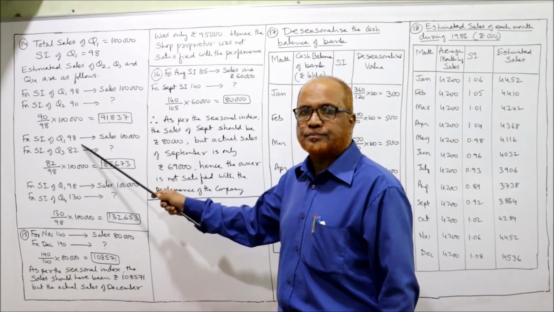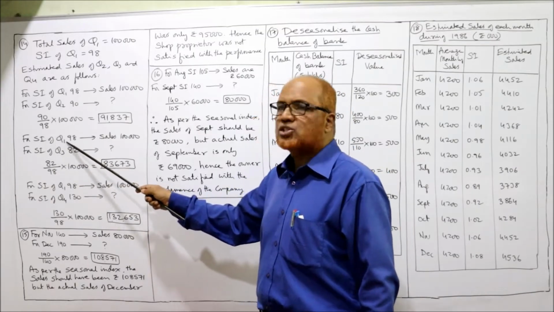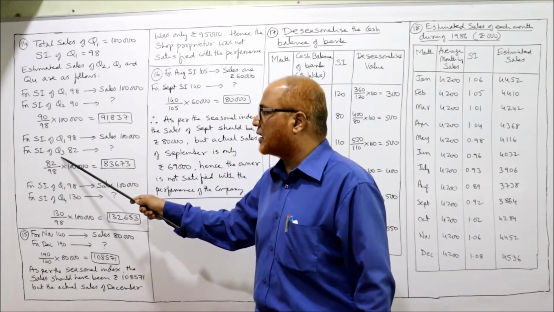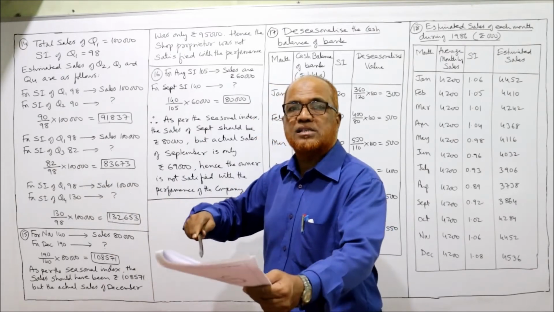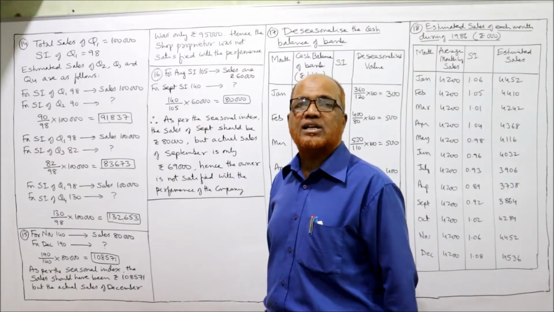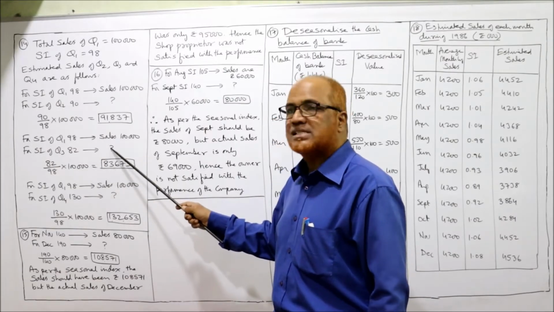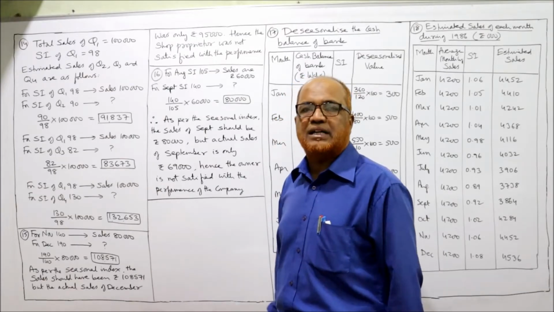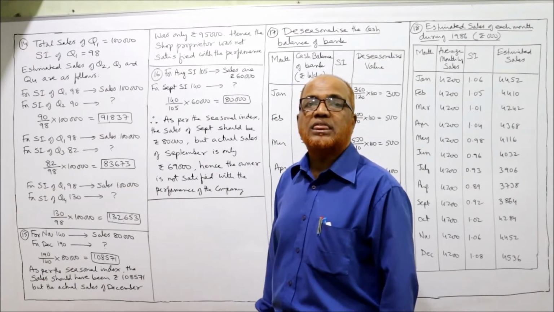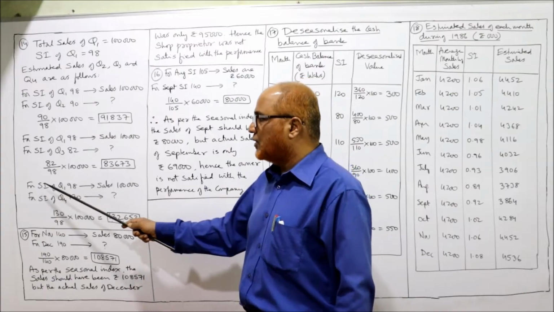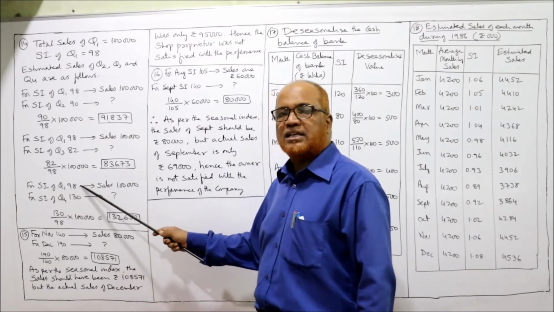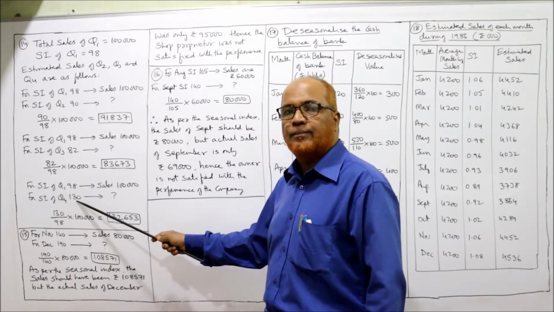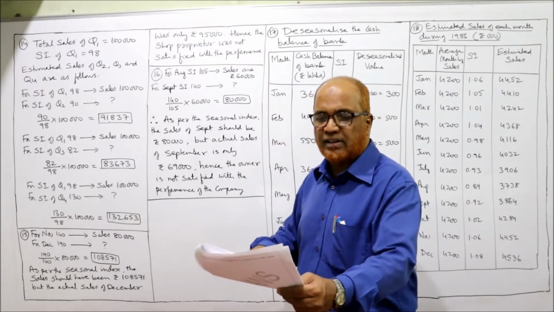Now third quarter. For seasonal index of first quarter 98, sales are 1 lakh. For seasonal index of third quarter Q3 82, it is given in the problem. 82 is the index of the third quarter. How much would be the sales? So 82 by 98 into 1 lakh, 83,673. This should be the sales in the third quarter. Fourth quarter. For seasonal index of first quarter 98, sales are 1 lakh. For seasonal index of fourth quarter 130, how much? 130 is given in the problem.